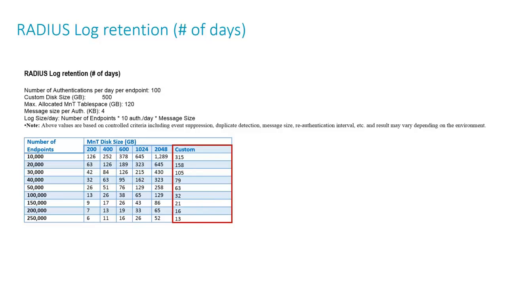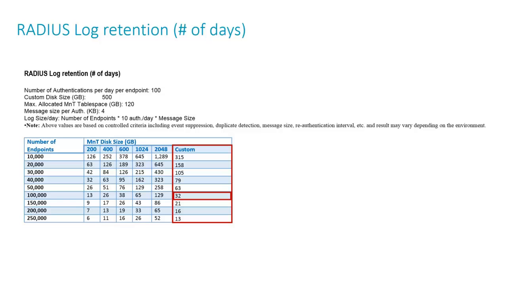This table shows the log retention in terms of days for a number of endpoints. The number of endpoints is to the left, and this is across different MNT disk sizes. So for our calculation, if we use a custom disk size of 500 gigabytes as shown above, the maximum allocated MNT table space for RADIUS is 120 gigabytes. It is important to remember that the table space is not shared between RADIUS and TACACS, and both are independent. So the log retention needs and the MNT log capacity for RADIUS will not impact TACACS, and vice versa.